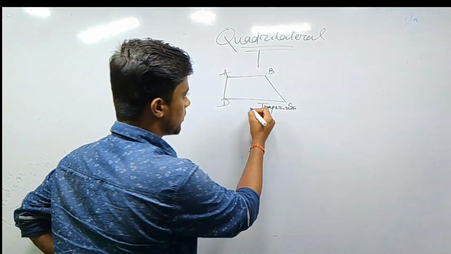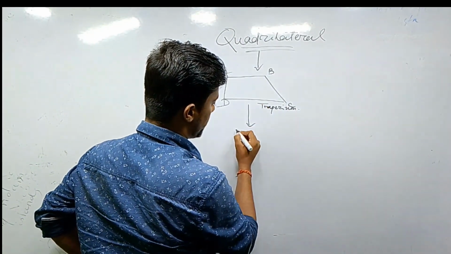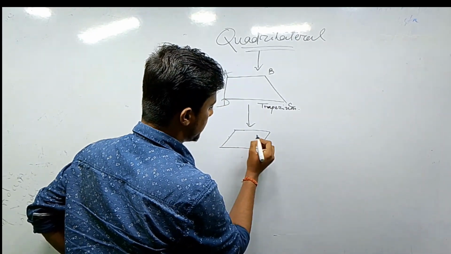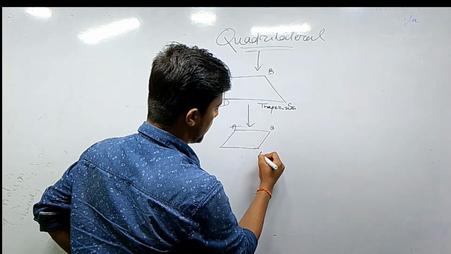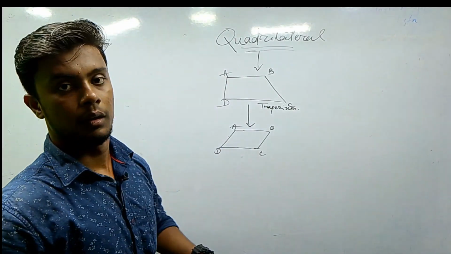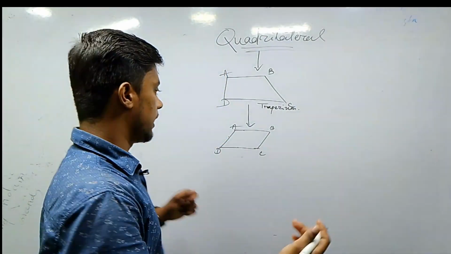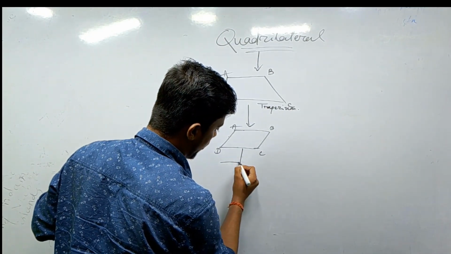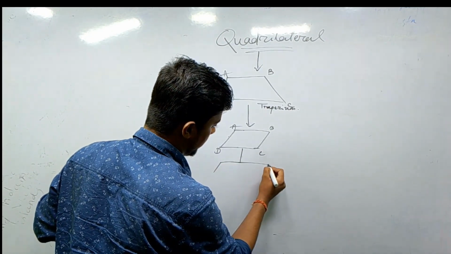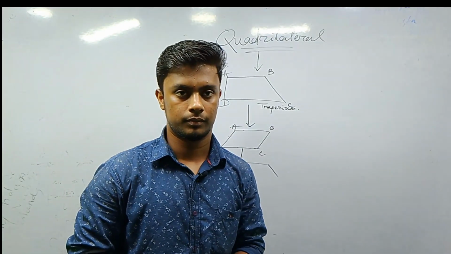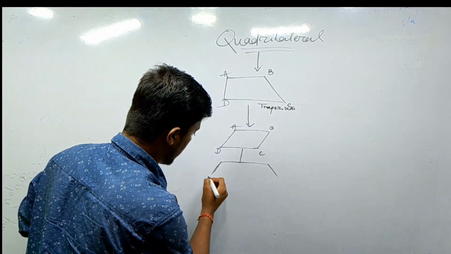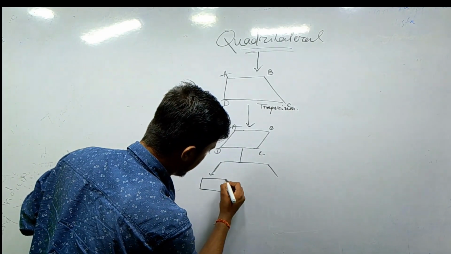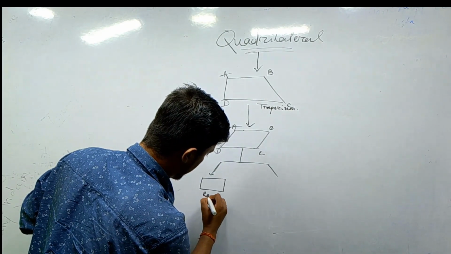Then another updated version is the parallelogram. In this case, opposite sides become parallel. This parallelogram gets updated in two ways. If we make one angle of the parallelogram 90 degrees, then it becomes a rectangle.